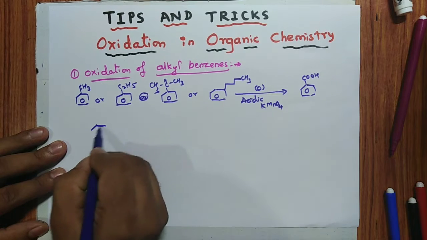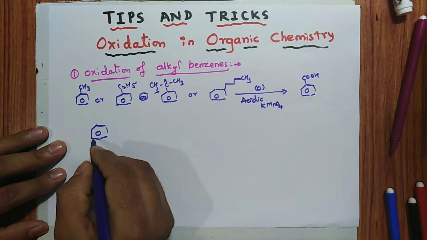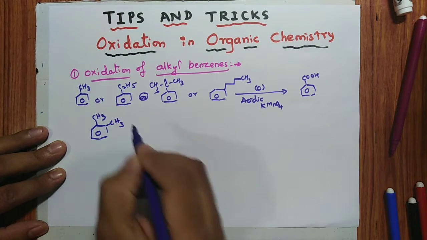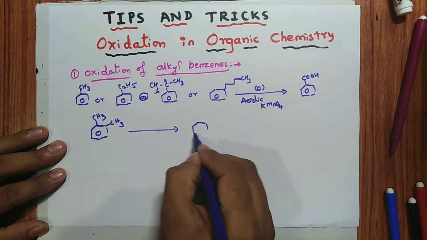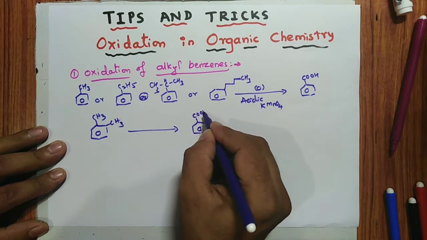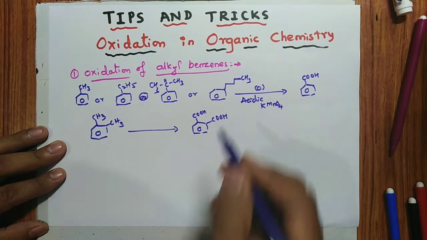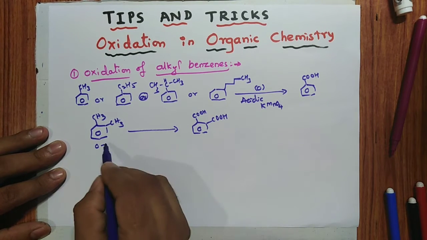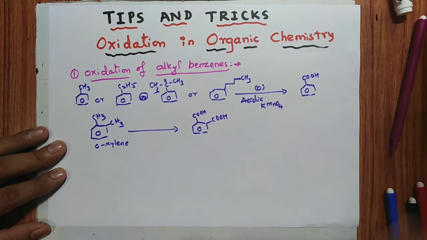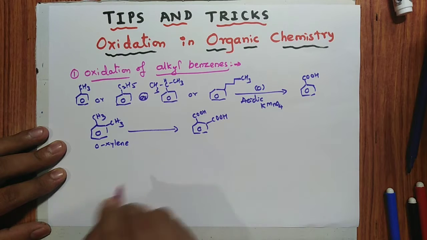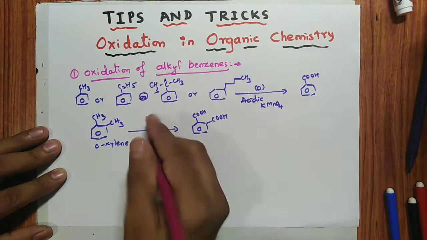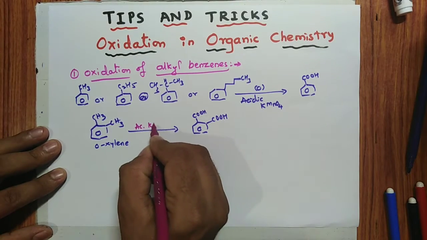Not only like this, remember, if it is orthoxylene, like this, this can be converted so that 2 COOH groups you are going to get. This is called phthalic acid. Similarly, remember, this is orthoxylene. If it is metaxylene or paraxylene, then also it is converted into the dicarboxylic acids like this with the help of the same acidic KMnO4.